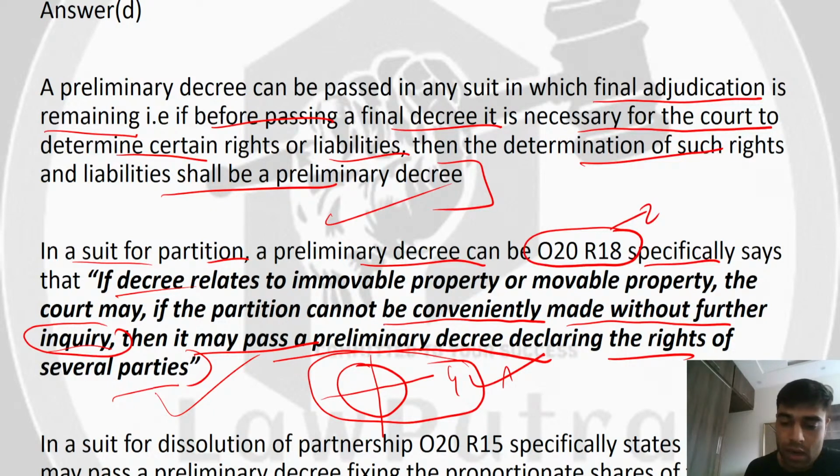Similarly, under Order 20 Rule 15, dissolution of partnership में भी दिया हुआ है. It states the court may pass a preliminary decree fixing the proportionate share of the parties. और that means कोई partnership है, okay, dissolution of partnership है, उसके अंदर हर partner की जो है कितनी लाइबिलिटी बनती है, तो वो उस पर डिपेंड करता है कि उस पार्टनरशिप में से कितना शेयर था. So that fixing कि वो कितना पार्ट था वो प्रीलिमिनरी डिक्री में डिसाइड होगा.